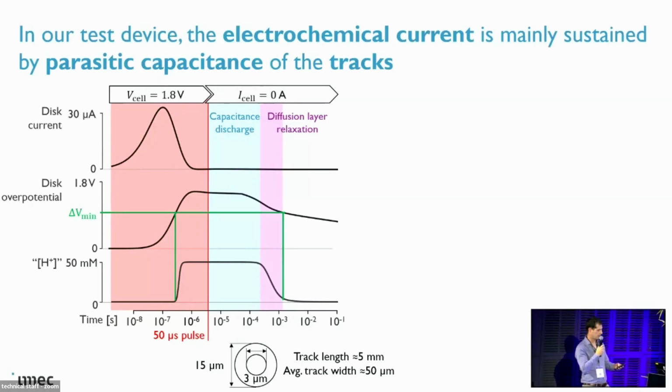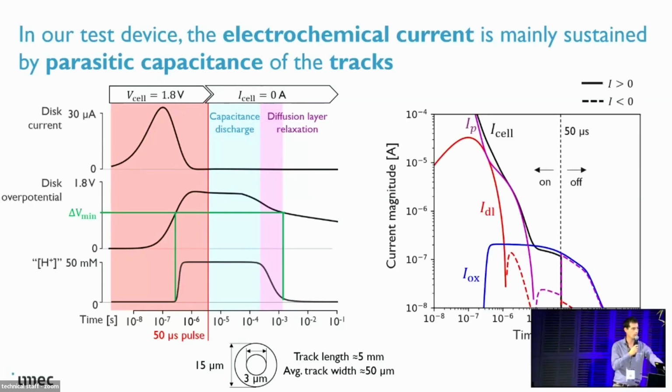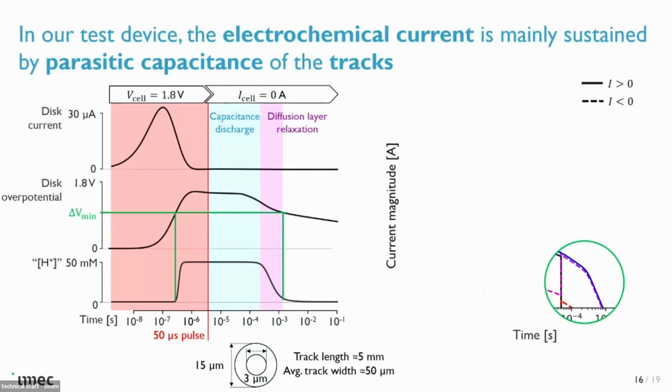Then once the cell is switched off, so that's the blue zone, you actually see that the electrochemical current, which is the blue curve, is completely supplied by the discharging of the parasitics. So the parasitics in this case are quite important because they're the reservoir that allows you to run the electrochemical reaction for as long as you can.